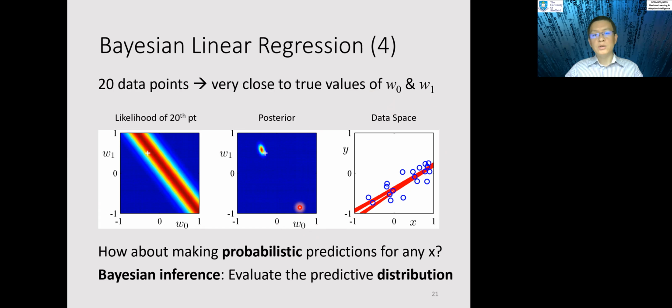So how about making probabilistic predictions for any x? That is to have a distribution of the output y for any x value. Then we will do Bayesian inference and evaluate the predictive distribution.